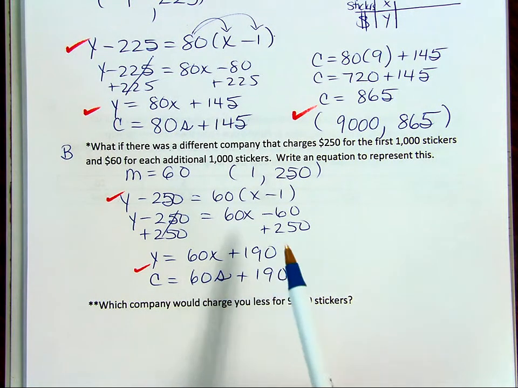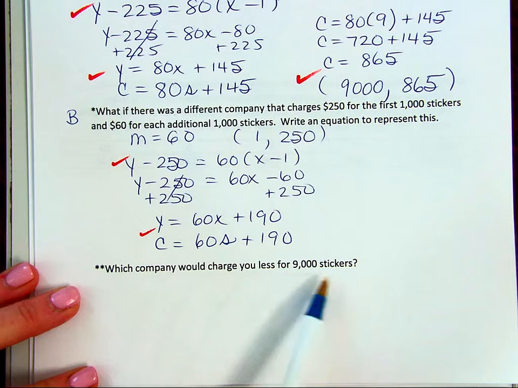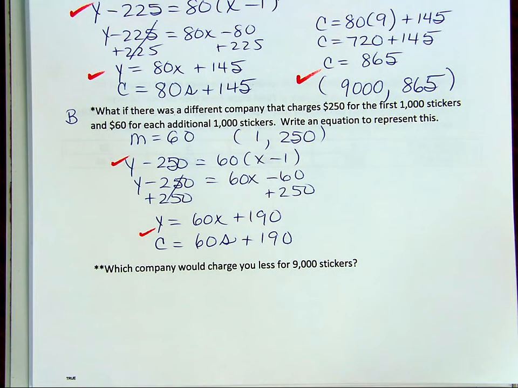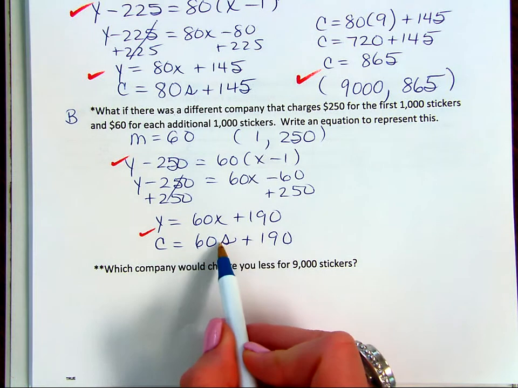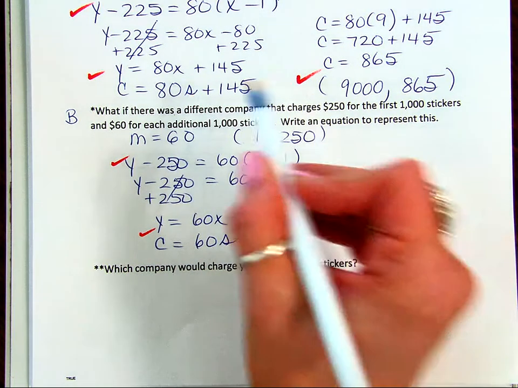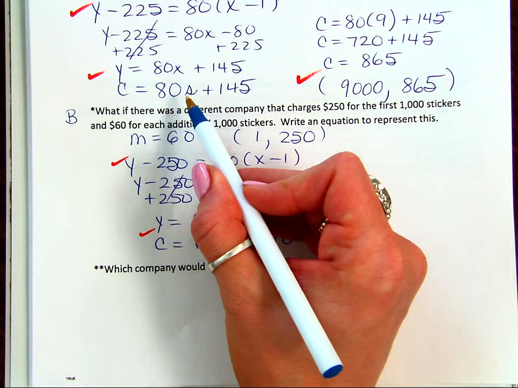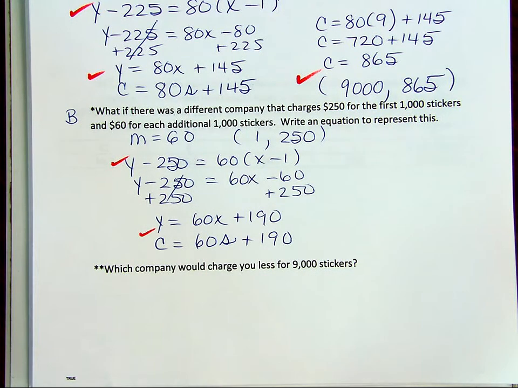So the question is, if you want 9,000 stickers, which company should you go with? Figure it out. So what would you do? You would put 9 in here for S, for stickers, just like we put it in up here. That point or slope-intercept form equation will help you with everything.